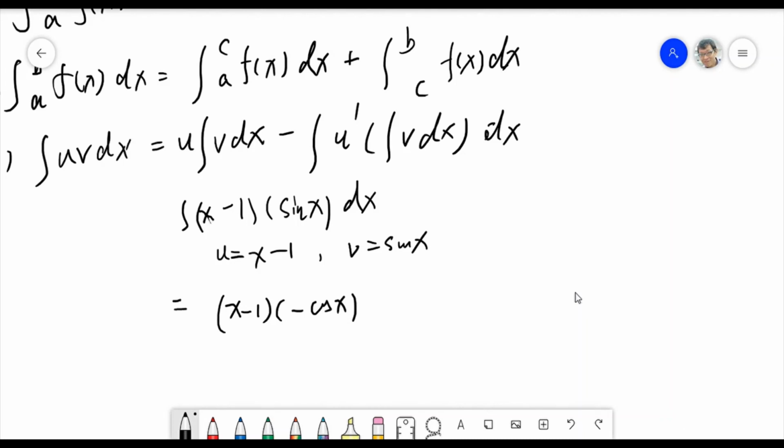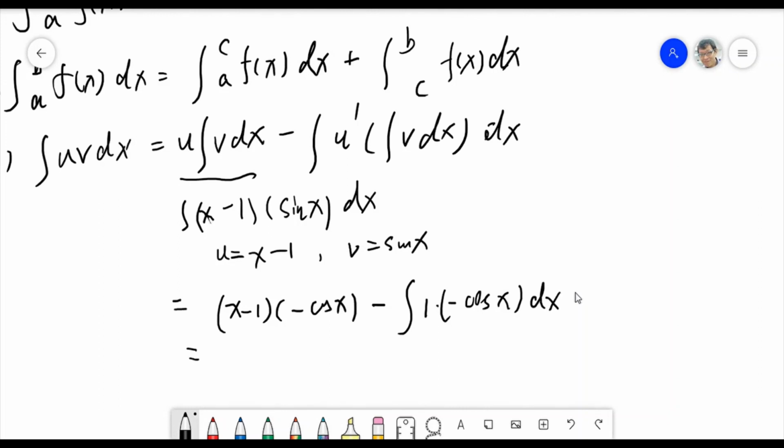So the first part is done. How about the second part? The second part is all together inside, right? So u prime: the derivative of x minus 1 is 1. And times what? The integration of v, which we already have here, negative cosine x, then dx, right?